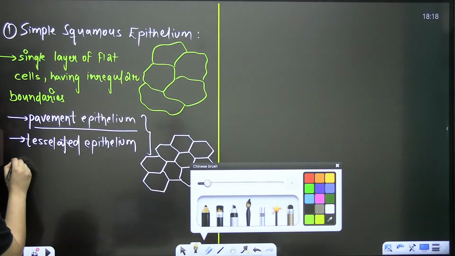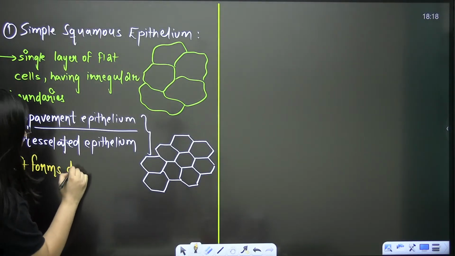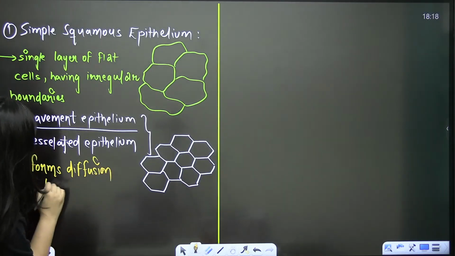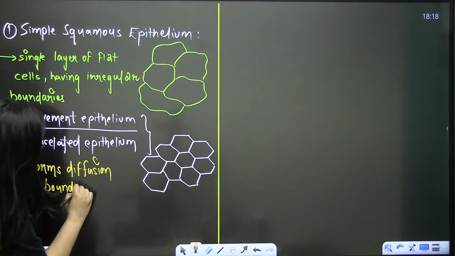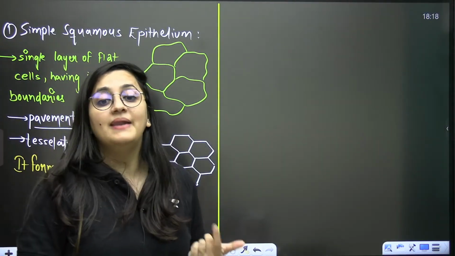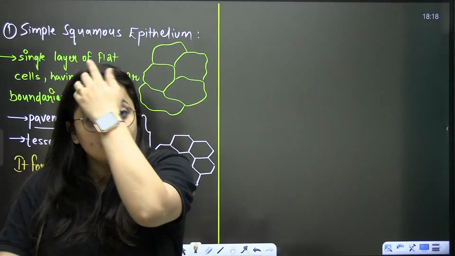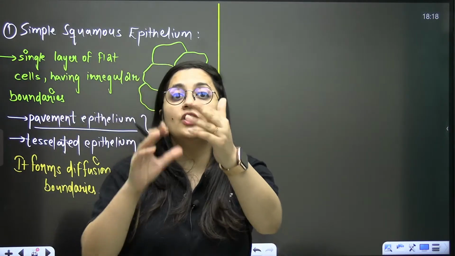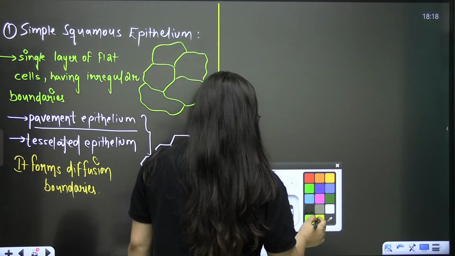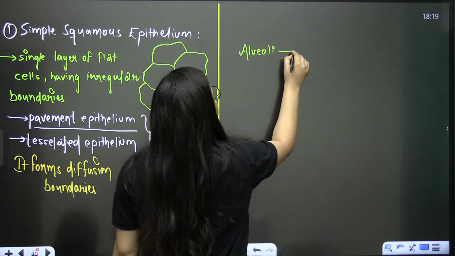It forms the diffusion boundary. So wherever there is diffusion, you are going to see the simple squamous epithelium. The best example is your blood capillaries, where you know the exchange takes place. Then your alveoli, the primary site for exchange of gases.